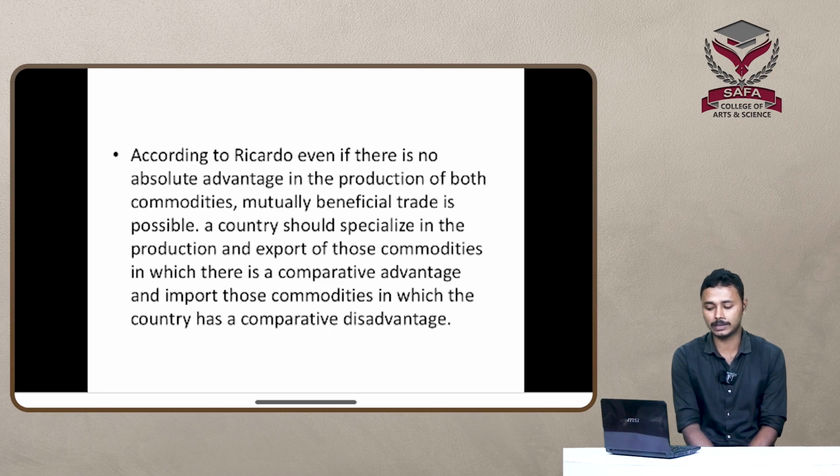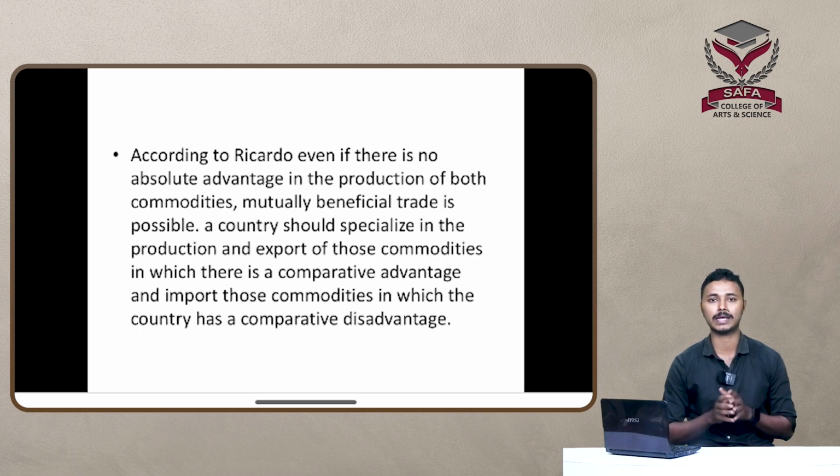Then let's explain the theory according to Ricardo. Even if there is no absolute advantage in the production of both commodities in one nation, they can also do mutually beneficial trade. Then a country should specialize in the production and export of those commodities in which there is a comparative advantage. Okay, you should take care of this one. They will specialize in the commodity in which there is a comparative advantage in production. That means there is no absolute advantage here, only comparative advantage.